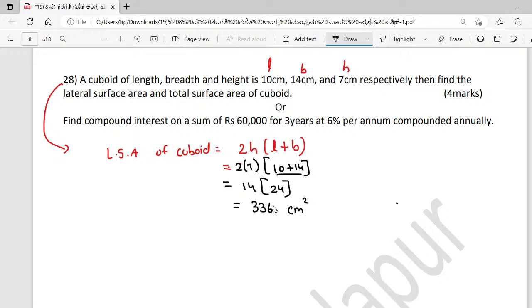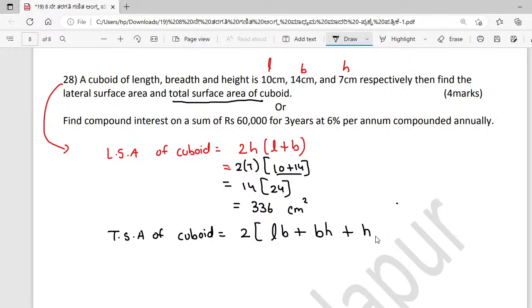As we are finding the area, the unit of area will always be in square form, whether it is meter, millimeter, or kilometer, whichever the unit may be. In the other part, they are asking to find the total surface area of the cuboid. What is that formula? It is 2(lb + bh + hl). That is the formula for the total surface area of a cuboid.